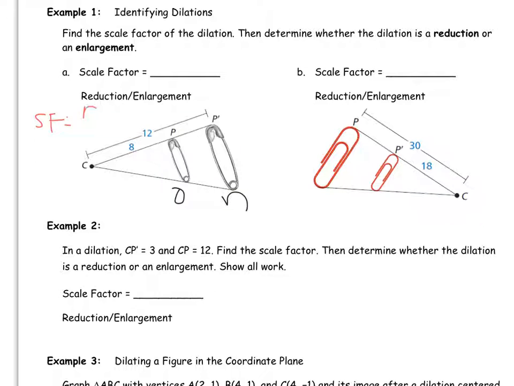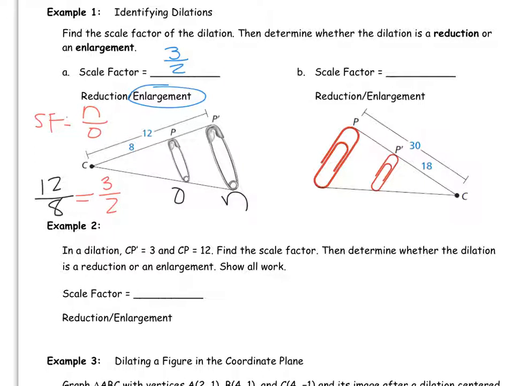We know that we're looking for a scale factor. We're going to be setting up new over old. So the new one is a distance of 12 from the center, and you can see here C is being designated as the center point. Our old distance would be 8. If you reduce that fraction, 12 over 8 reduces to 3 over 2. So therefore our scale factor is 3 over 2, and this is an enlargement.